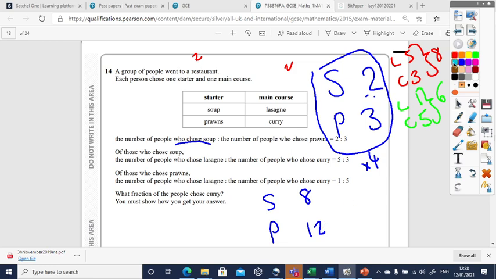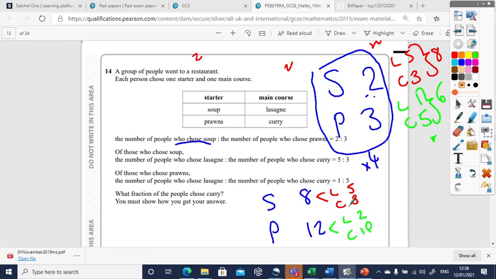Okay, now that's actually quite nice because the red ones, the people who chose soup, are already in a multiple of 8. So I can actually think that lasagna to curry I can leave as 5 to 3 because that's fine, because then that's 8 and that fits nicely in. However, for the green ones, that's 6. So for that total to be a multiple of 12, I need that total to be 12, so I need to double it really. Yeah, so I'm going to say the lasagna is now going to be 2 and my curry is now going to be 10.